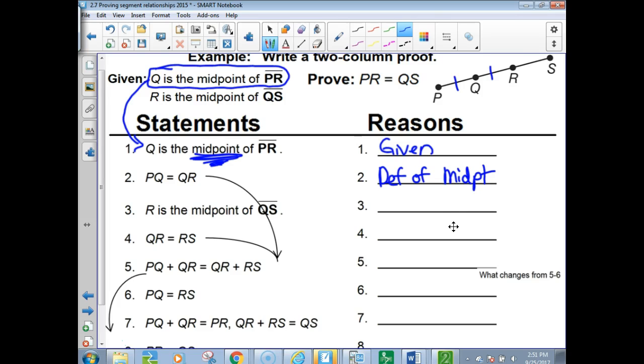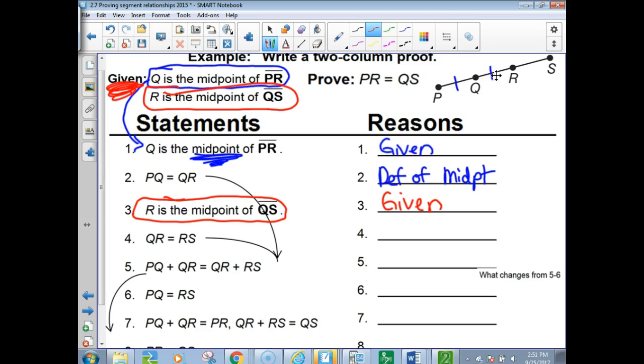You may abbreviate midpoint MIDPT and definition DEF. You've got to understand where the statements are coming from. We're not making you write them all in. You've got to understand or figure out a reason to be able to say it. Okay? The next thing says R is the midpoint of segment QS. Why? If you don't know, look up here. It has been given.